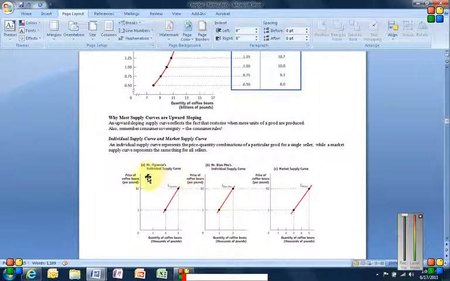The example that we have here is Mr. Figueroa, who supplies coffee beans, Mr. Bien, who supplies coffee beans, and then they, along with all the other sellers in the marketplace combined, would form a market supply curve. So understand there's individual supply curves, market supply curves, and then later what we'll refer to as aggregate supply curves.